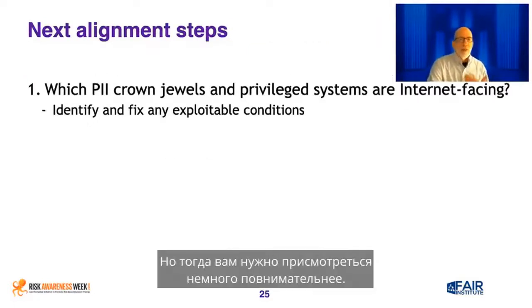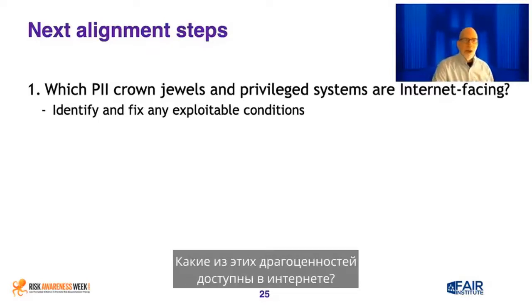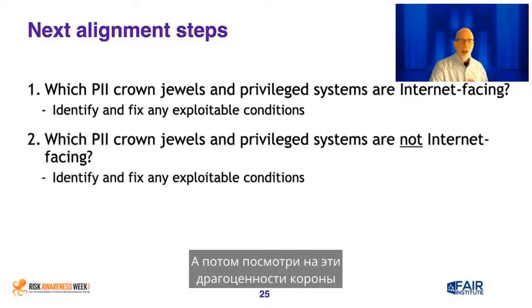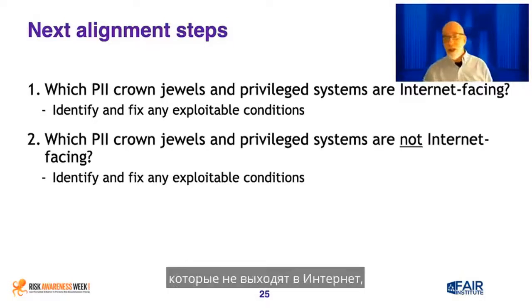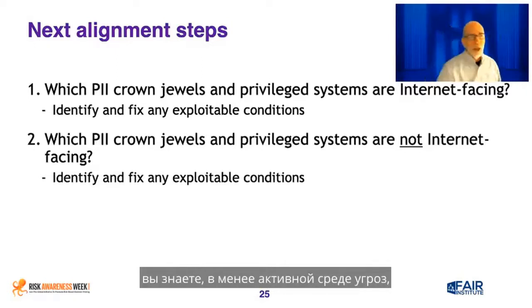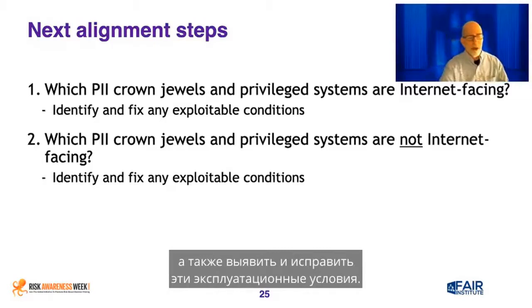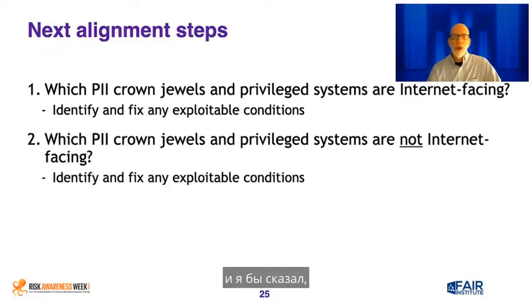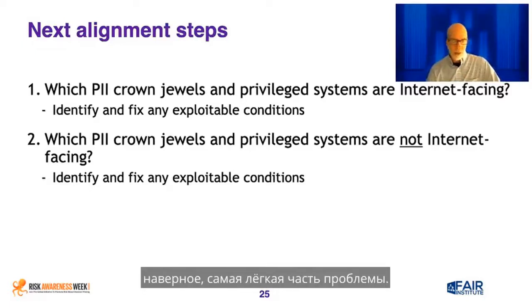But then you have to look a little more closely. Which of these crown jewels are internet facing? Identify and fix any exploitable conditions, and then look at those crown jewels that are not internet facing, have a less active threat landscape, and identify and fix those exploitable conditions. Those are the steps you can take to get to alignment. And that's, I would argue, probably the easier part of the problem.